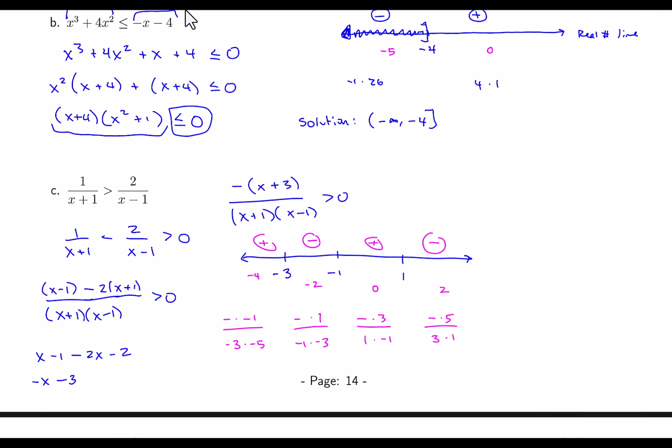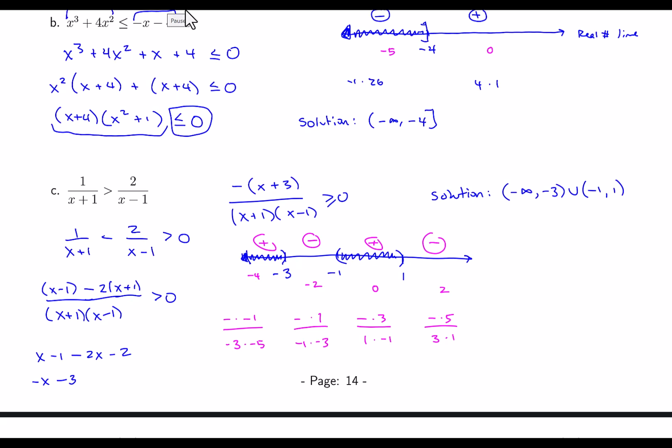So I'm looking where things are greater than 0. So I want this interval here where that's positive. And then I want this interval between here, which is also positive. So my solution in this particular case is the interval from negative infinity to negative 3, and then from negative 1 to positive 1.